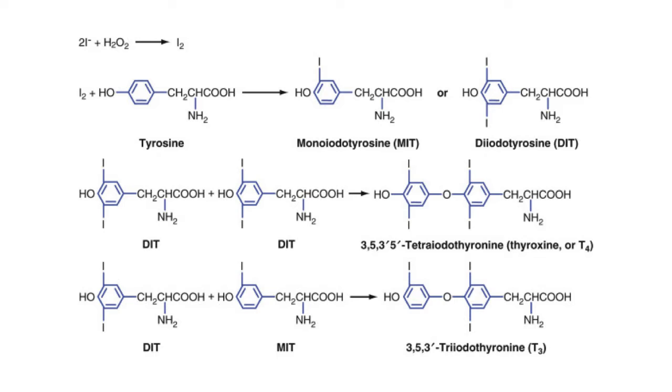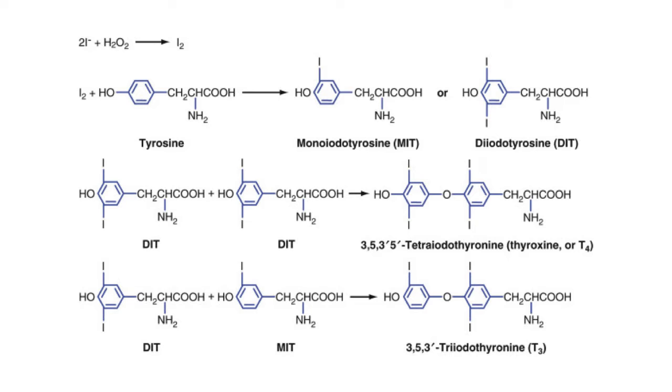So here is the process that I was describing a while ago. At the top portion of the panel, you will see that at the start, you will have iodide, which has a free electron. And via oxidation, with the help of hydrogen peroxide, you will form elemental iodine, which will then be taken up by the tyrosine that is bound to thyroglobulin to form monoiodotyrosine, or if two iodine molecules are taken up, diiodotyrosine.